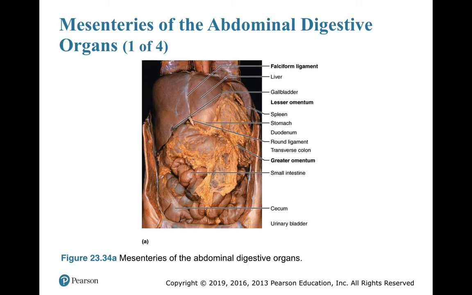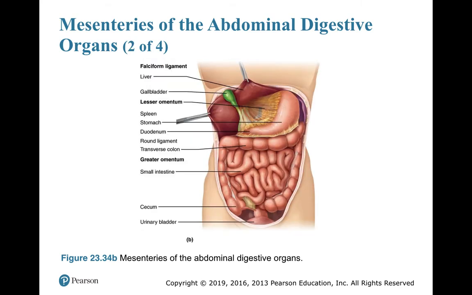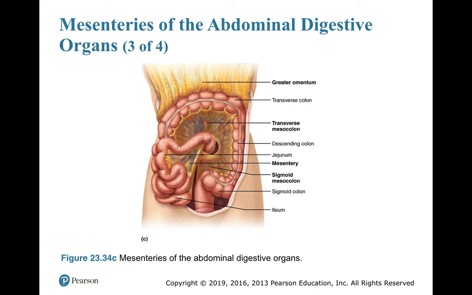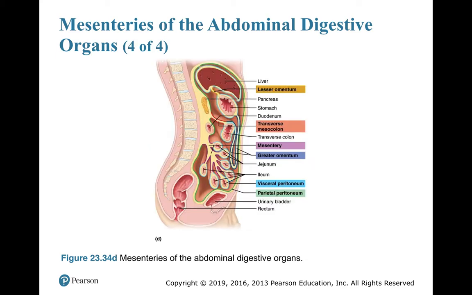And here we have a dissected specimen, an artist's rendering. And this is a good view of the large intestines. We have the ascending, transverse, and descending colons. And a different angle, different cut.